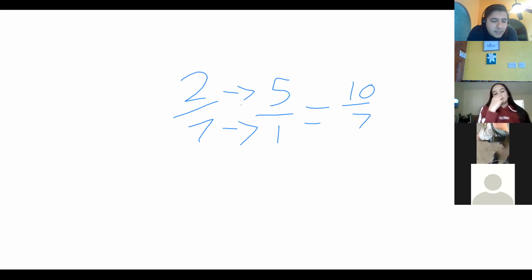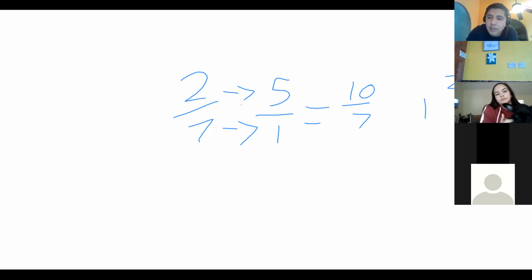Now we can't reduce that any further because 7 is a prime number, right? So we can't reduce that anymore. But can we write it as a mixed number? What would it be? 1 and then 3 over 7. Exactly.